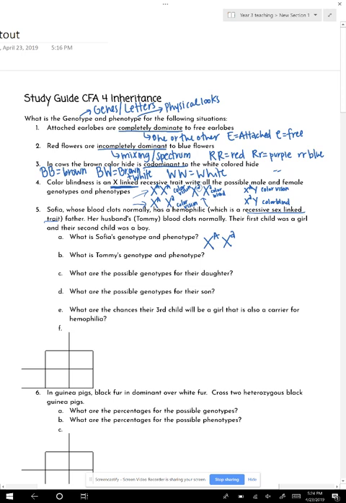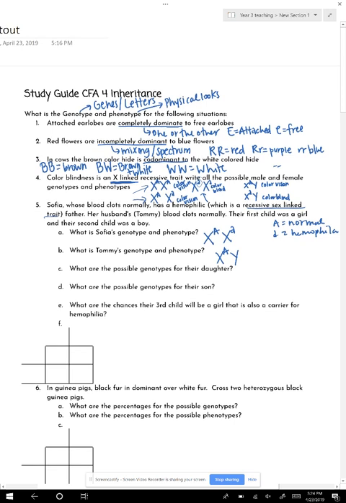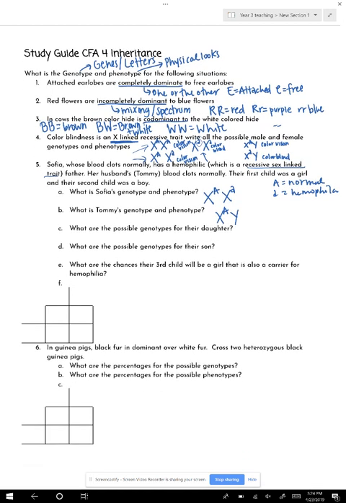allele. So Tommy, we have an X and a Y because he's male, and his blood clots normally. Since he is normal, we're going to have that A, because A means that it clots normally, and little a is hemophilia. Now they're asking us what the genotypes are for their daughter, their son, and the chances that their third child will be a girl and a carrier for hemophilia.